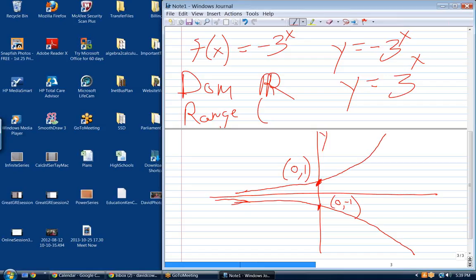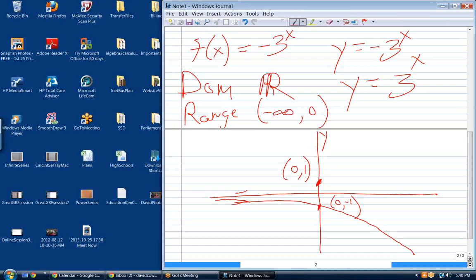Once you've graphed it, figuring out the range is pretty easy because we're looking at this graph. And what do the y's do? They go from 0 to negative infinity, only we don't write it like that. We start from the bottom and go up. So it's negative infinity, comma 0.